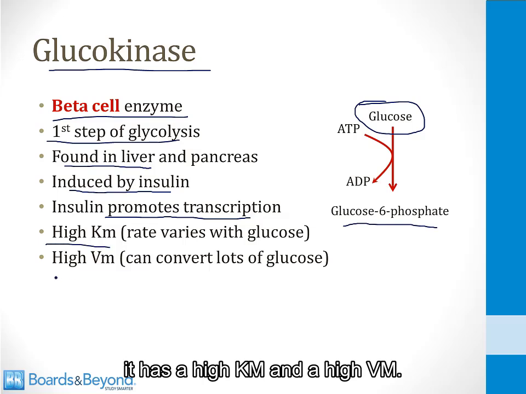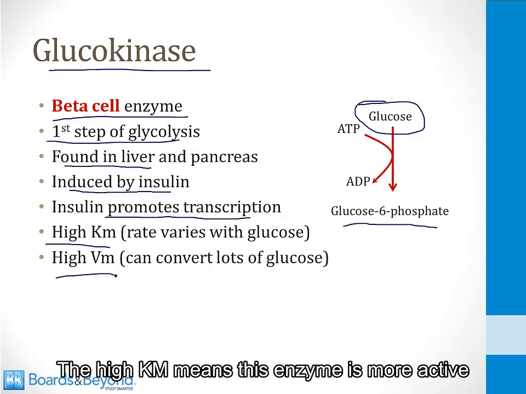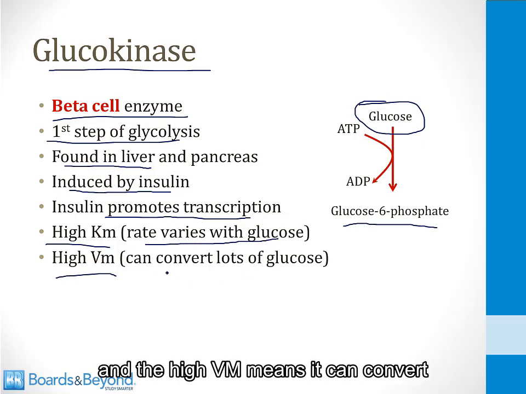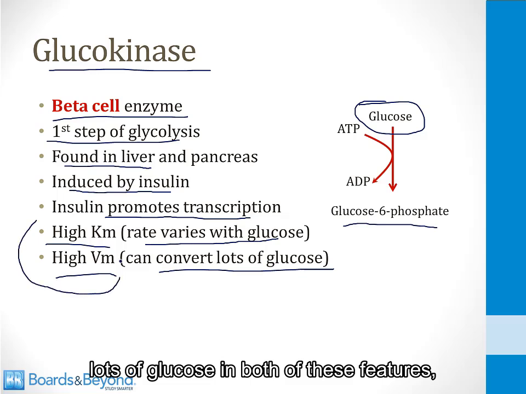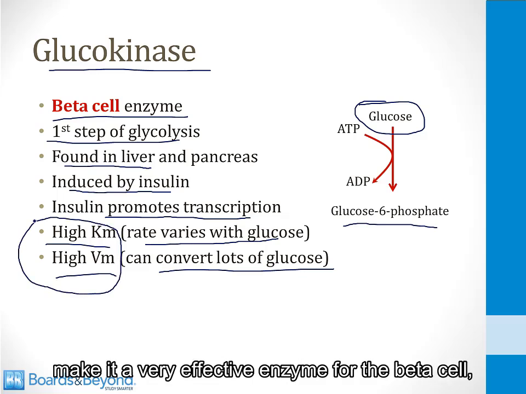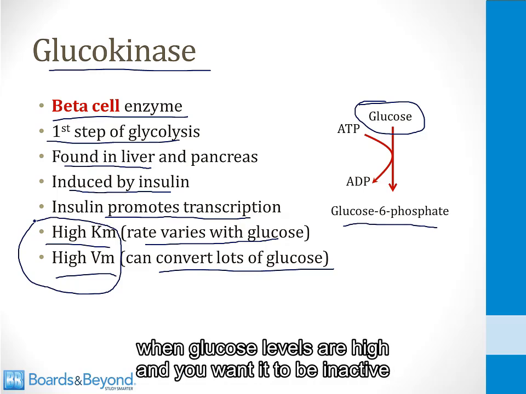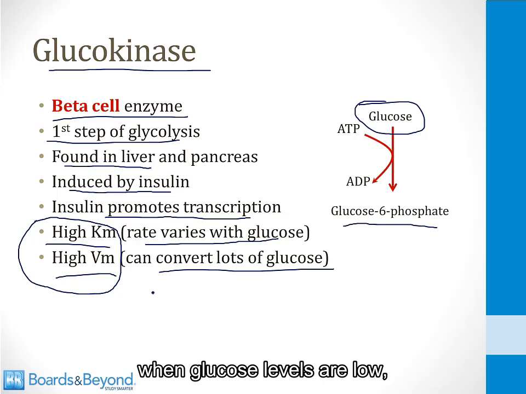It has a high Km and a high Vm. The high Km means this enzyme is more active when there are higher glucose levels, and the high Vm means it can convert lots of glucose, and both of these features make it a very effective enzyme for the beta cell, where you want this enzyme to be very active when glucose levels are high, and you want it to be inactive when glucose levels are low.